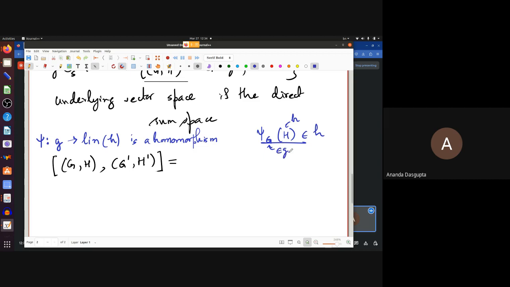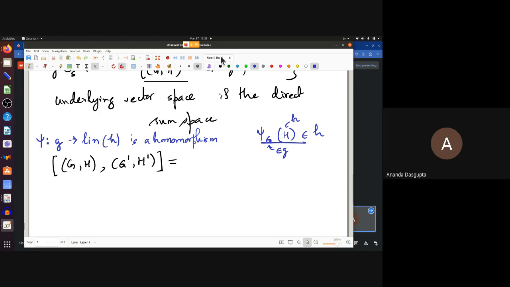Corresponding to every capital G element, there is a psi capital G, which I could have written as psi bracket capital G to show the effect of this homomorphism acting upon capital G, but then it would become rather messy in the notation. You will say psi capital G, which is a linear operator that acts on capital H, so psi bracket G bracket H. To avoid that, I'm just putting that as a suffix.